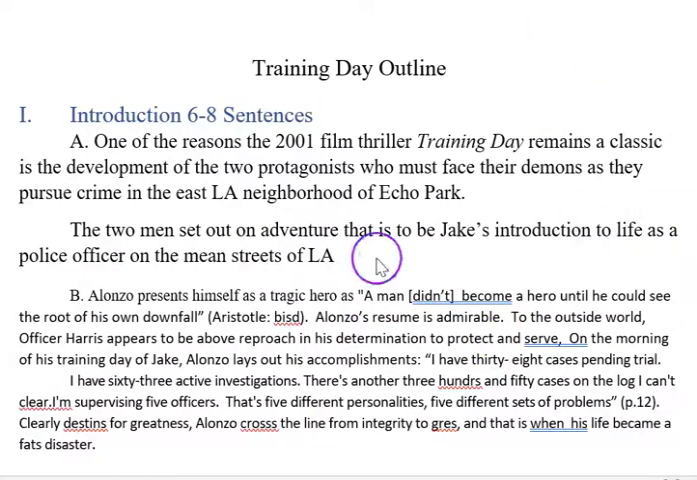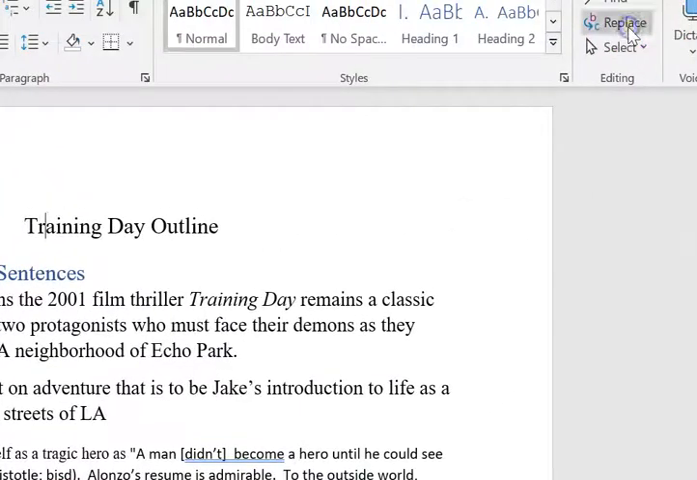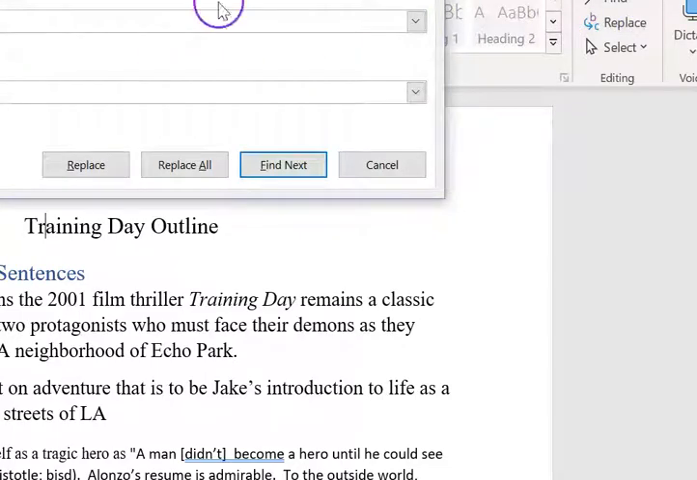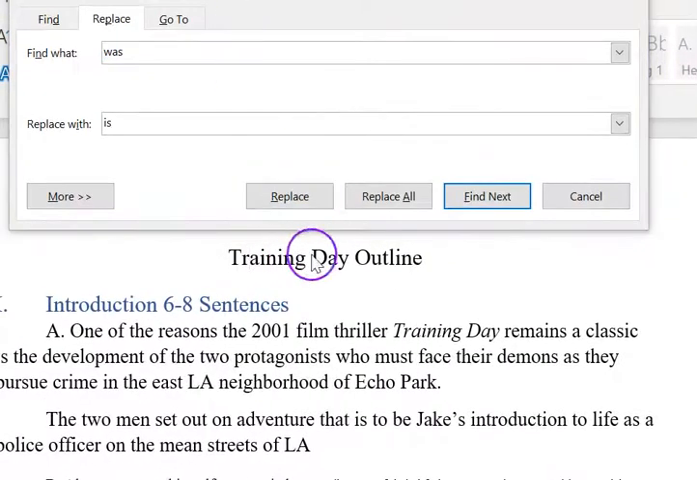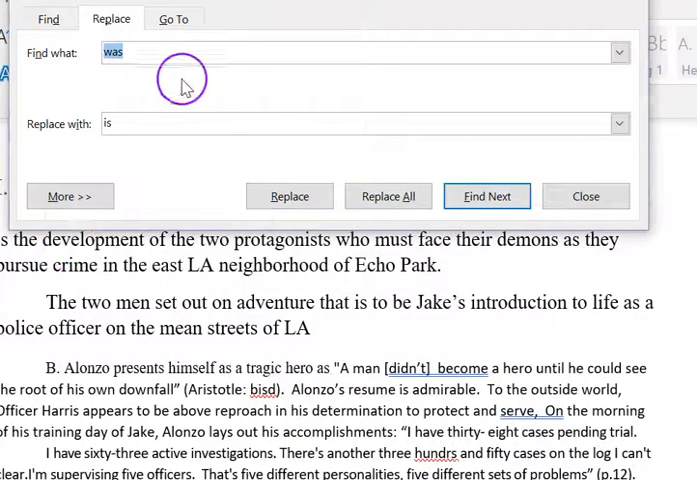Okay, the more I've gotten into writing this essay, the more I realize it needs to be in present tense. And it's not as hard as it seems, because I'm just going to go up here and replace was with is. I've already done this, so it's going to show none, but okay, I'm going to change something that has an ed ending, like possessed.